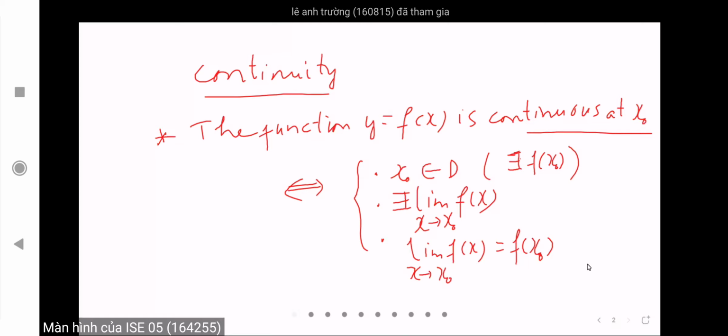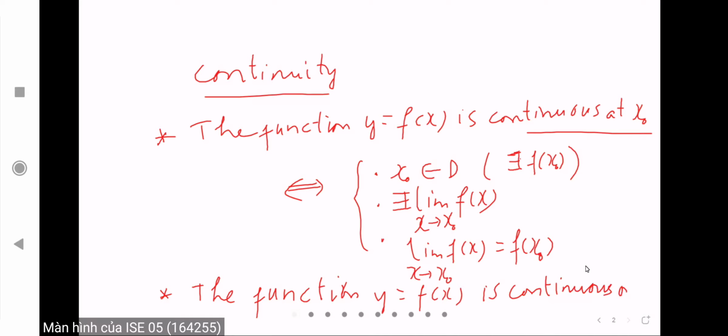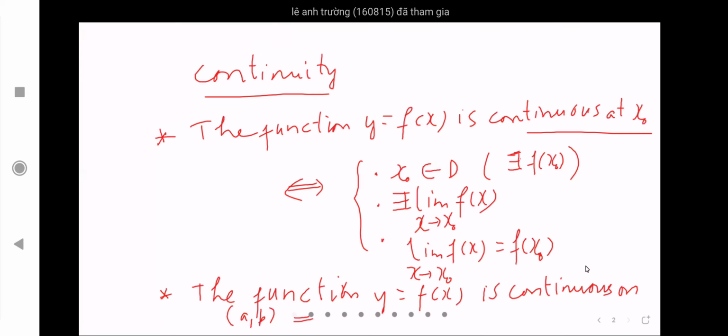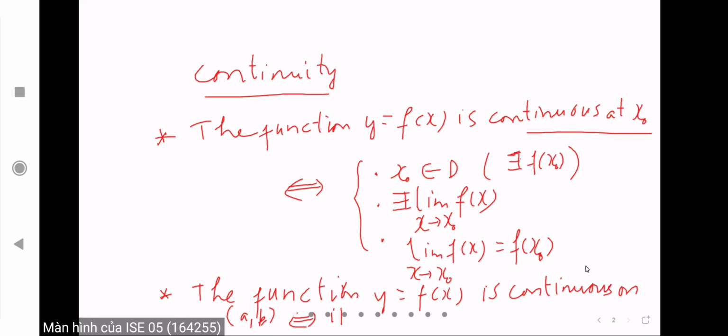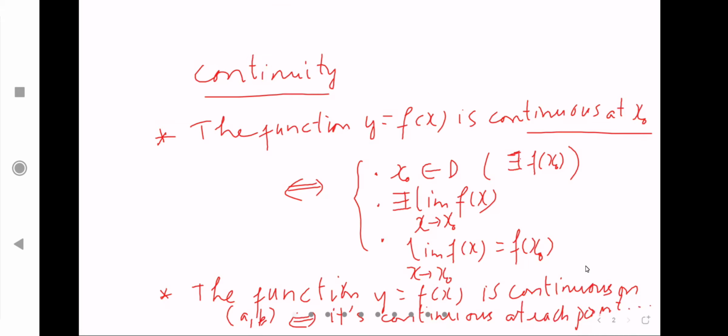And the second definition: the function y equals f(x) is continuous on the open interval (a, b) if and only if it is continuous at every point in the open interval, in this interval.